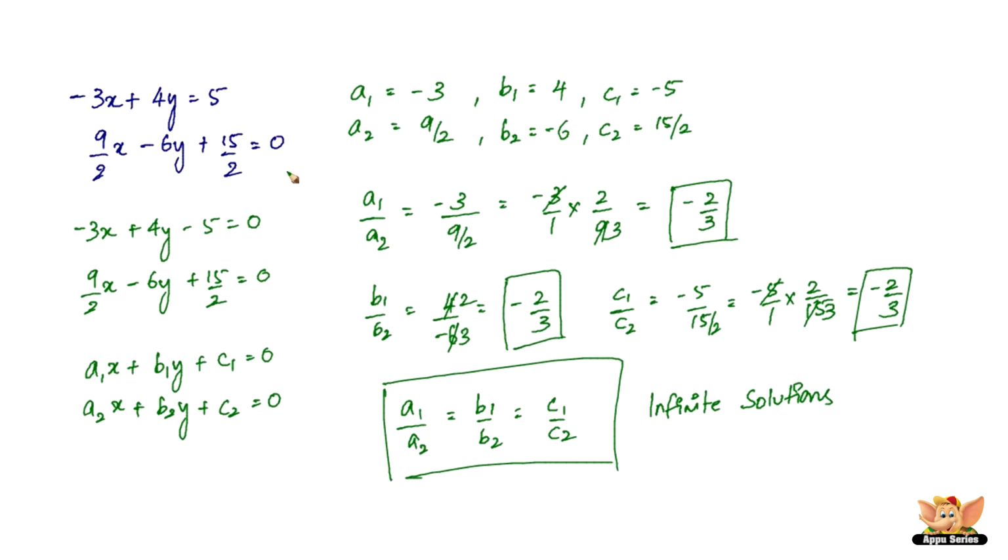So what we've done in this video is we've looked into three different sets of linear equations in two variables, and then we've checked out what kind of solutions they may have. The first one had a unique solution. a1 by a2 wasn't equal to b1 by b2. The second one had no solution at all. a1 by a2 was equal to b1 by b2 but was not equal to c1 by c2. And the final one, we've got a1 by a2 equals b1 by b2 equals c1 by c2, which has infinite solutions. So thus it ends this video.